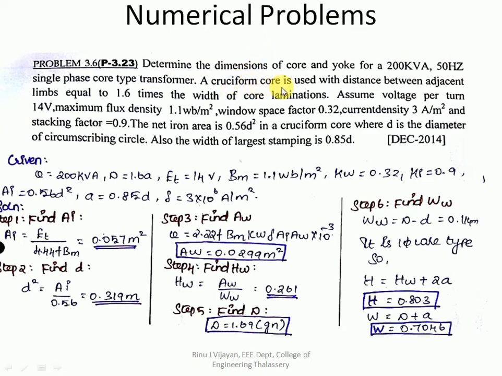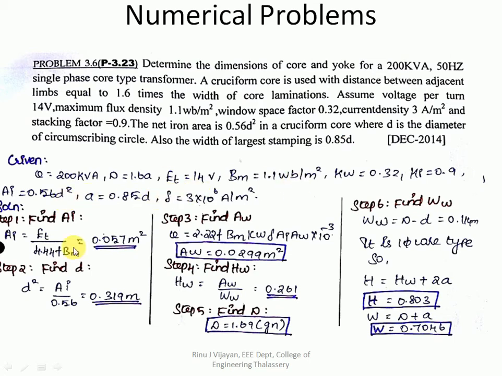It's clearly given that the core used is a cruciform core with the center to center distance between adjacent limbs equal to 1.6 times the width of core laminations, that is 1.6 times small a. Assume voltage per turn is 14 volt. Voltage per turn is actually ET. Maximum flux density BM is given, window space factor KW, current density delta, and stacking factor 0.9 are also mentioned. Net iron area is 0.56 d square in cruciform core, where d is the diameter of the circumscribing circle. Also, the width of largest stamping is 0.85 d. A is given as 0.85 d. All the given parameters are mentioned here.